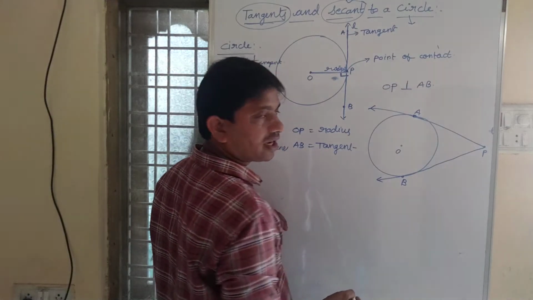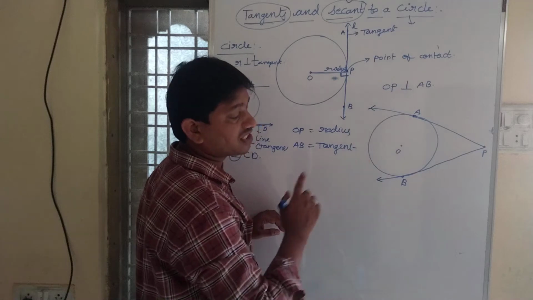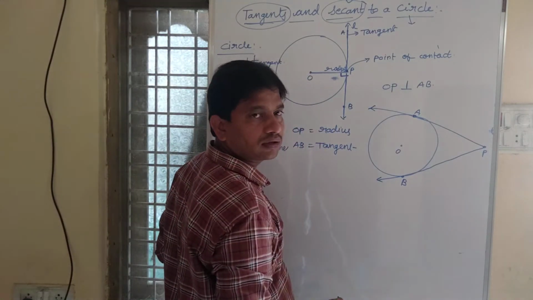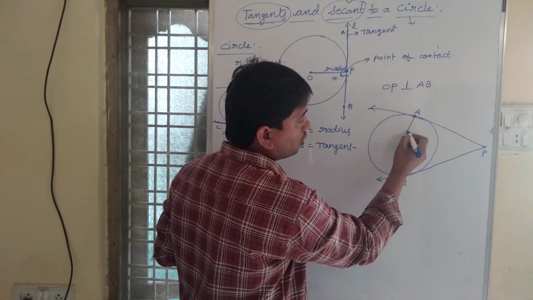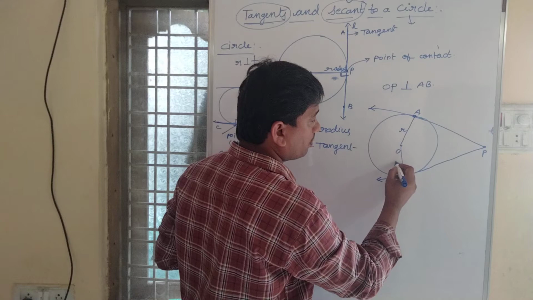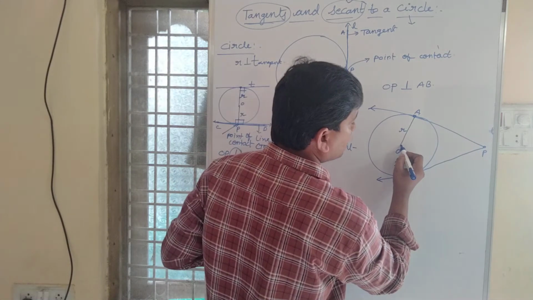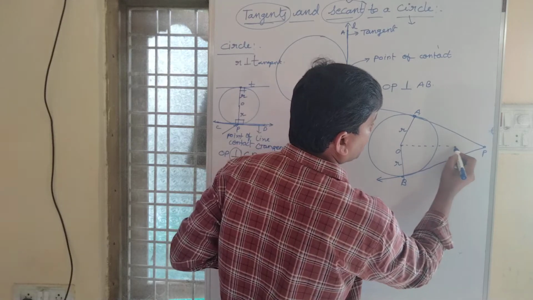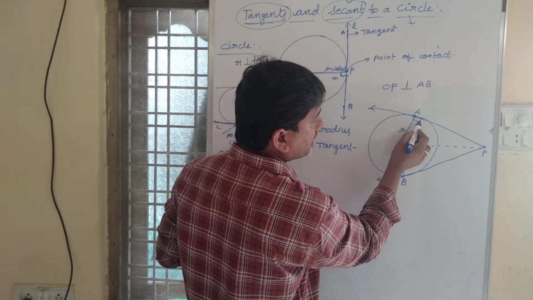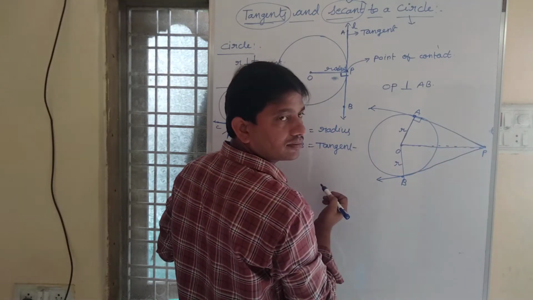Okay, how many tangents can we draw? We can draw two tangents to a circle from an external point. So this P is an external point to the circle. You can see here OA is our radius and OB is our radius. Right? See, if we join O to P, what will you get, students, here? You will get a triangle. Which triangle? Right angle triangle.